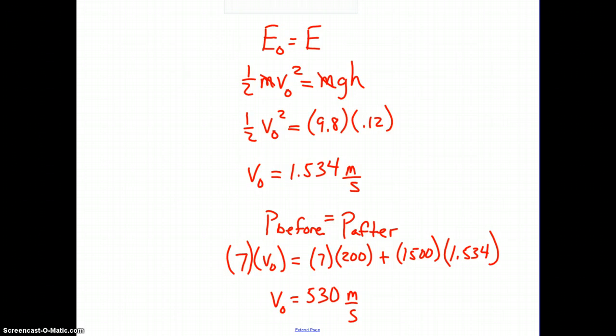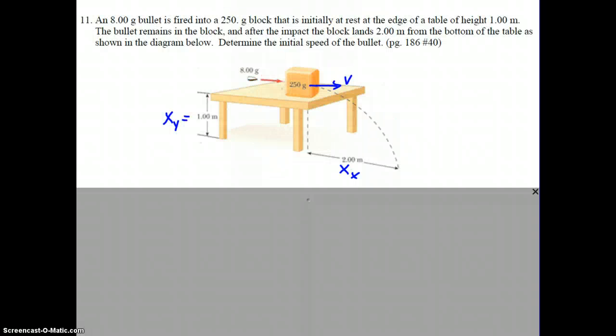If you have any questions on this approach, make sure you ask in class tomorrow before we proceed with the last problem. All right, let's move on to number 11. Really neat AP physics question. Let's take a look first and then we'll talk about it.